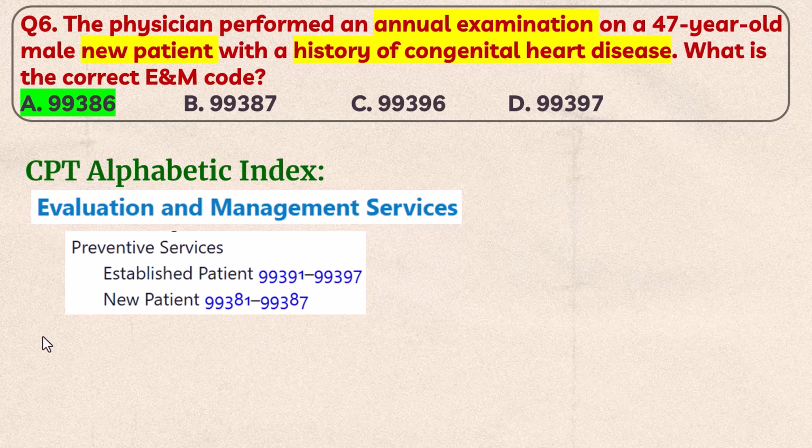If you encounter this case in the real working world, you can use the alphabetic index. So in the alphabetic index, the main search term is evaluation and management services. Then this is the preventive service. Go for the subterm of preventive service. Again, it's a new patient. So new patient, these series of codes are recommended. Again, come back to the table list and confirm the answer. Once you confirm, the correct answer will be answer A.